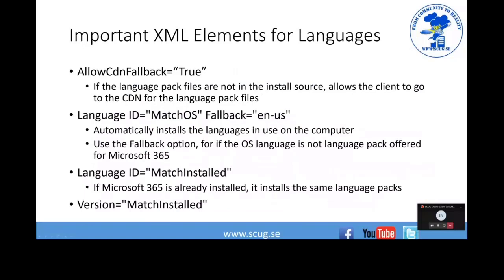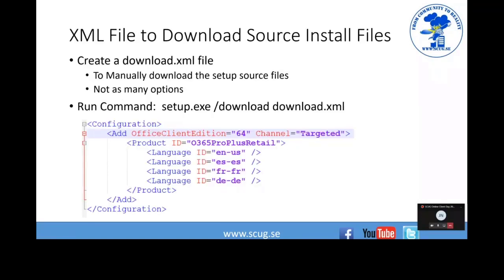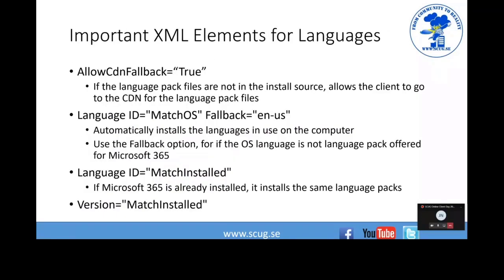And that is the 4 major settings that are new within the last 2 years. Allow CDN fallback equals true. When you do CDN fallback equals true, it automatically downloads the language packs from the CDN. So if you don't have the content locally in your source folder, it will go to the CDN and do the download. Language ID equals match OS.